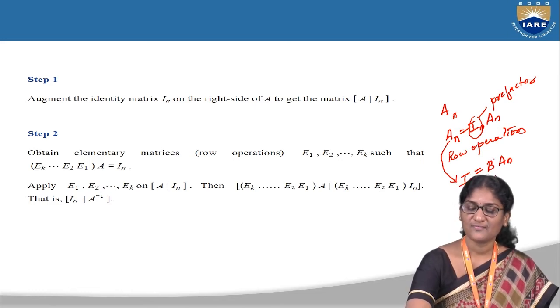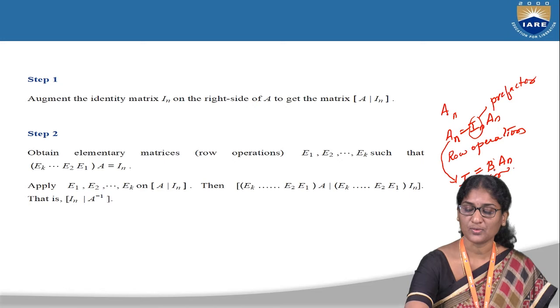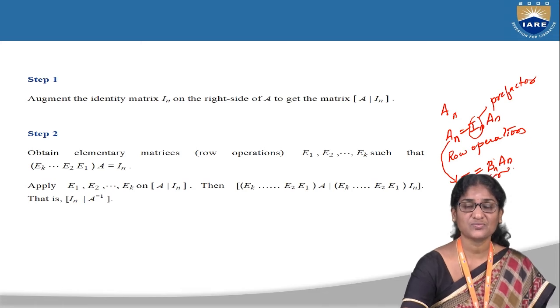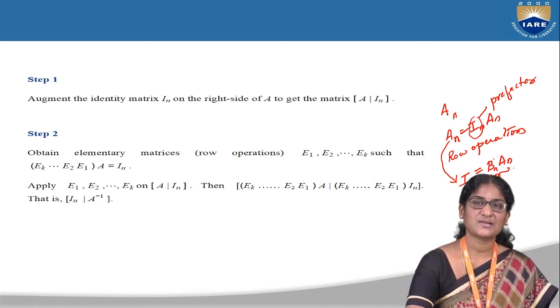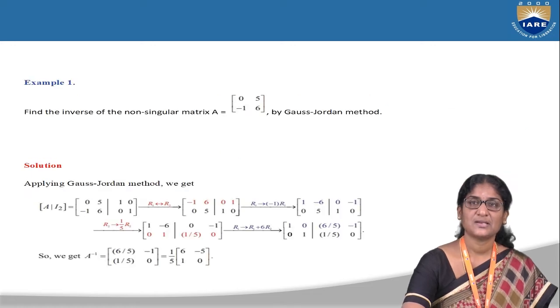Whenever the product of two matrices is identity, then one is the inverse of the other. That procedure you all know. Therefore A inverse is nothing but B. This is the concept that is used to find the inverse of a matrix using the Gauss-Jordan method for higher order matrices.